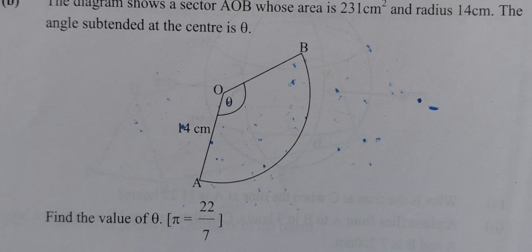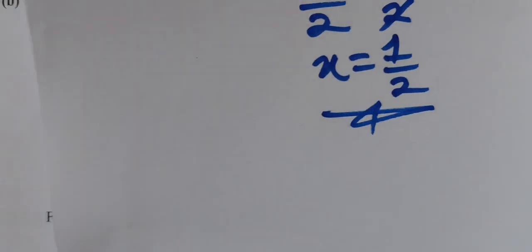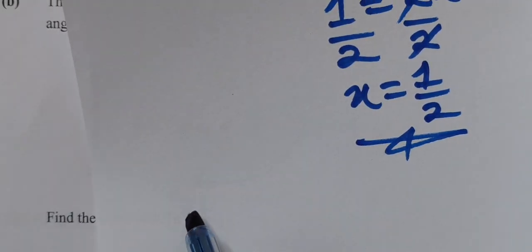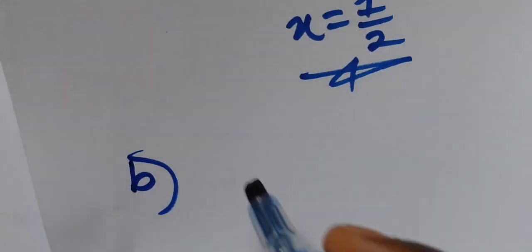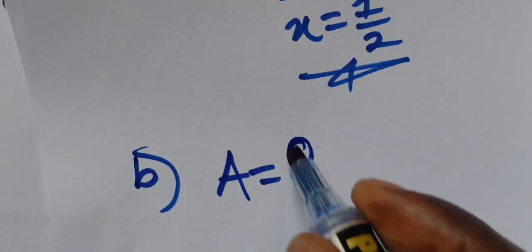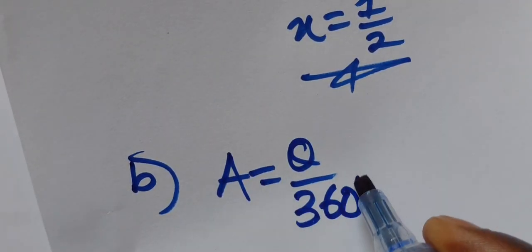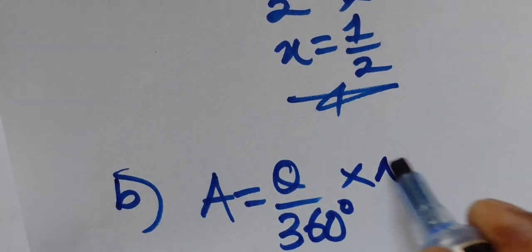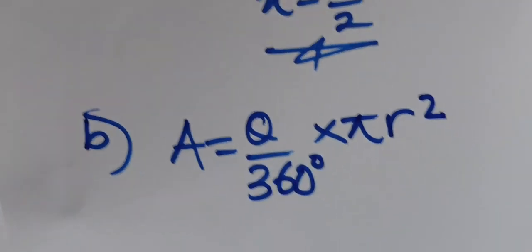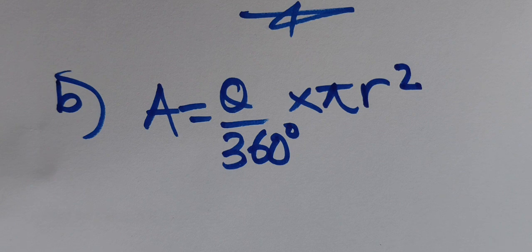So for this part, I'll show the solution as follows. Area is 231 centimeters squared, then radius is 14 centimeters, and pi is 22 over 7. So take note of those measures that we've been given. So we start by writing the formula for area of a sector, which is written as follows: area is equal to theta over 360 degrees, times pi r squared. So this here is the formula for calculating area of a sector.